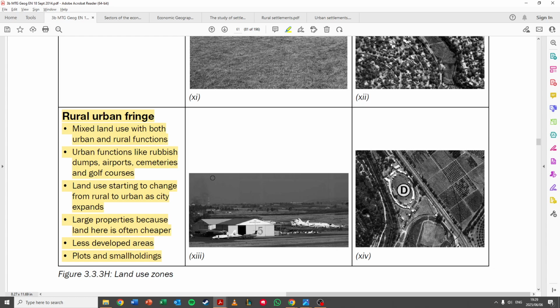Then we have our rural urban fringe. So this is right on the outskirts of your urban settlements. This is where you have certain functions that are urban and some that are rural. So urban functions like rubbish dumps, airports, cemeteries, and golf courses. Land use is starting to change from rural to urban as the city expands. Large properties are often located here because the land is a lot cheaper, less developed areas and plots and small holdings. Obviously, as an urban area expands, this will be taken over and the rural urban fringe will move up.